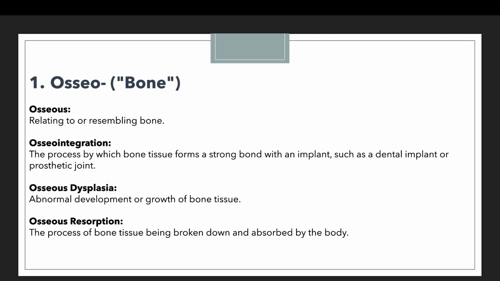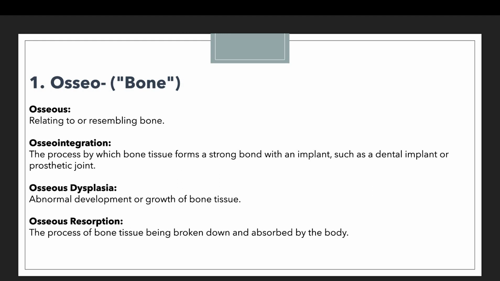The first prefix is osseo, O-S-S-E-O. Now what is osseo? Whenever we want to showcase something as bone, or whenever there is a discussion related to bone, in that case we will use the prefix osseo. So it is clear that whenever there is a discussion around bone, we will use the prefix osseo. Got it?